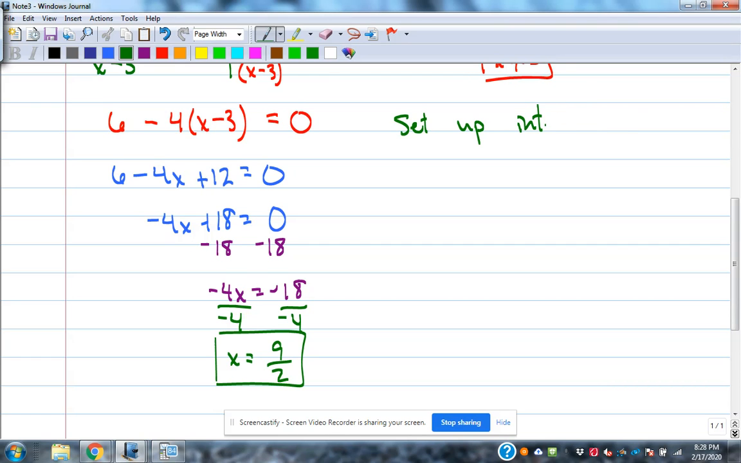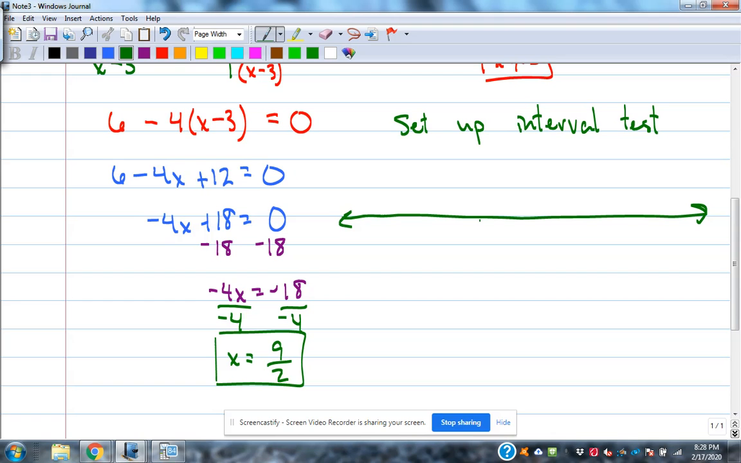Try to write that where you can read it. Interval test. So I'm just going to draw a quick number line. And here are the things that have to go on that number line. Your restriction is one of the things that has to go on that number line. Our restriction was at 3. And our solution that we found was 9 over 2.